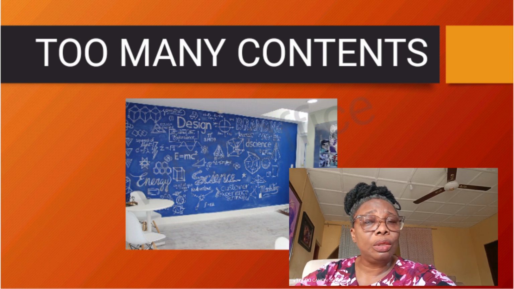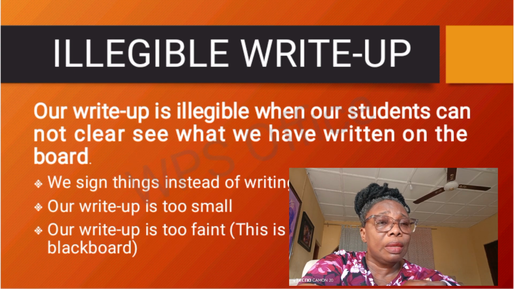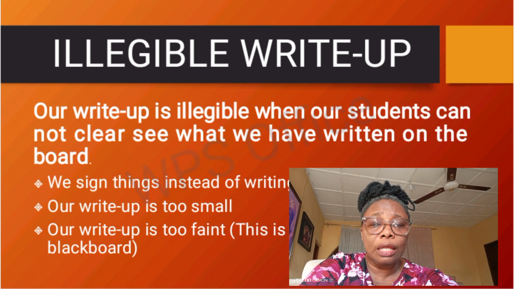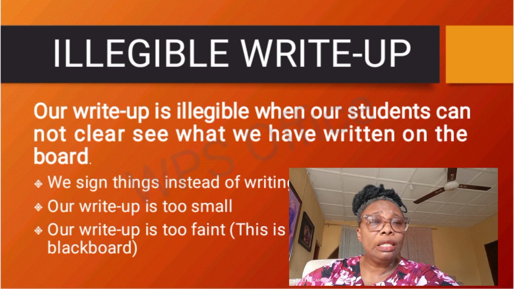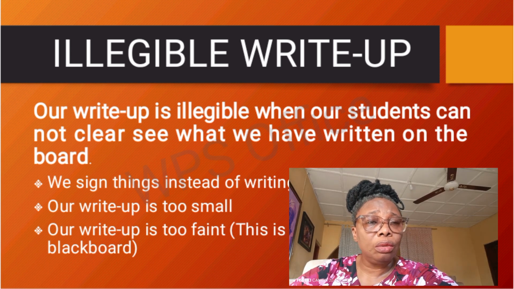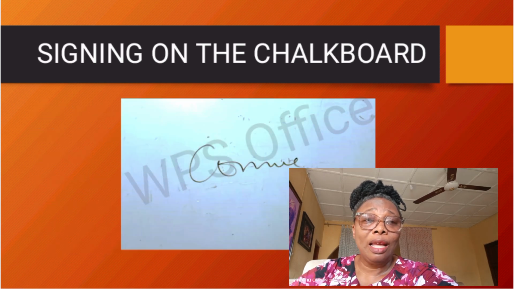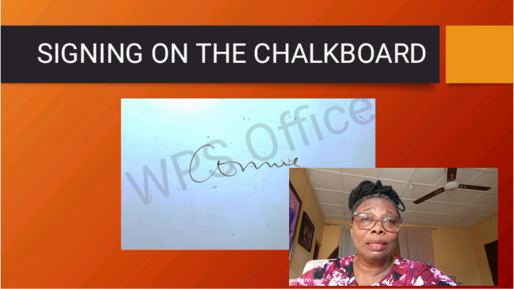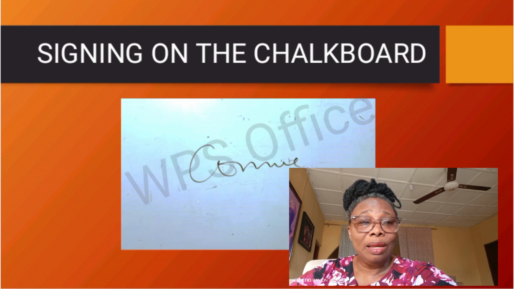Sometimes our writing on the board is illegible. That means your students can't see what you write on the board. It's not legible because it is too small, too faint, or you're just signing things. A lot of us, you tell us to sign our signature with scribbled things that people don't see. That's exactly how a lot of us write on the chalkboard. When we write on the chalkboard, it's for our learners to see, not for them to wonder what we write.